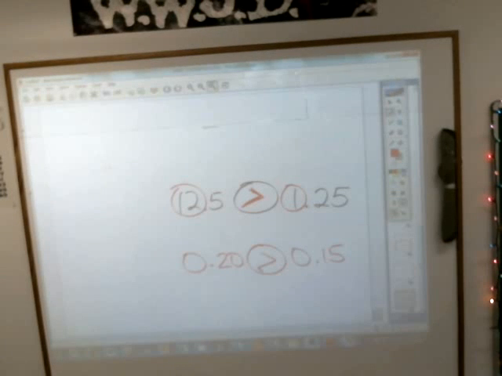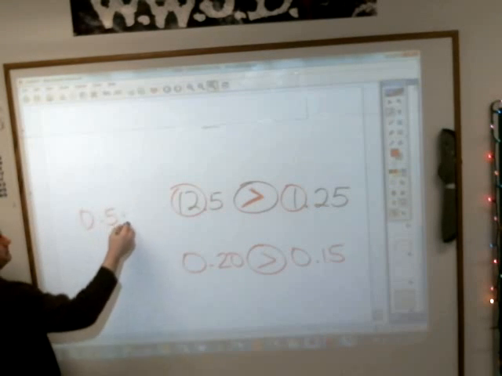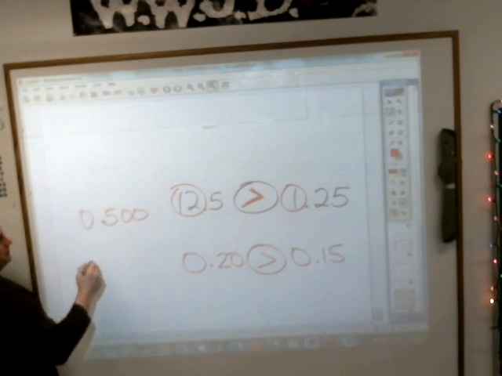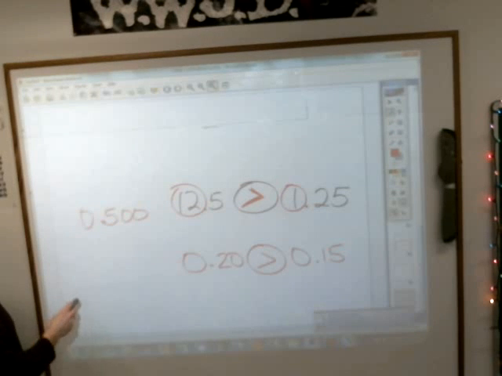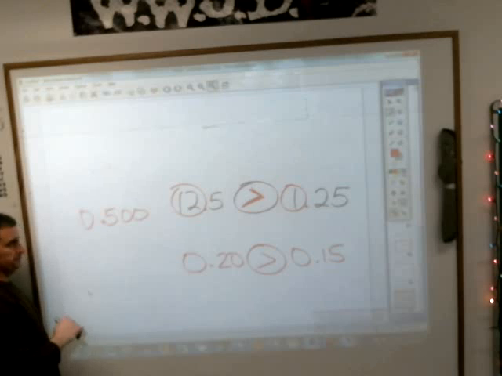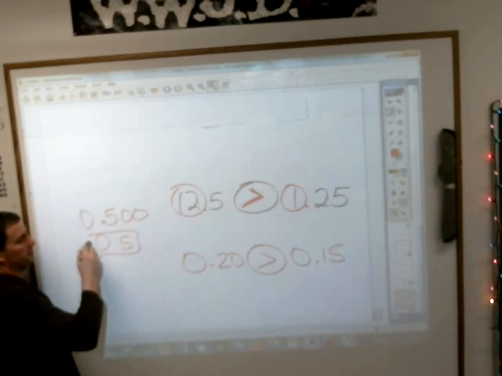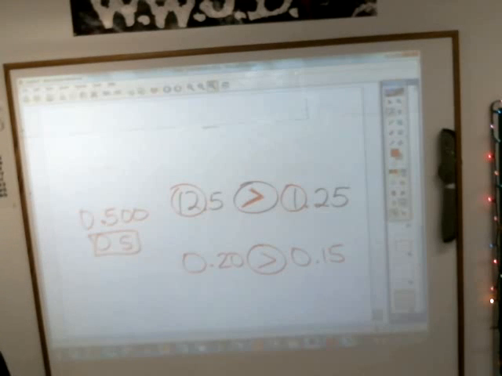Again, they will ask you to simplify. If you see this, 0.500, and they ask you to simplify that, what would you write that as? Calvin? Yeah, well, 0.5 is fine. A lot of times we keep that zero in front just so we see it there. The book probably will, anyway.